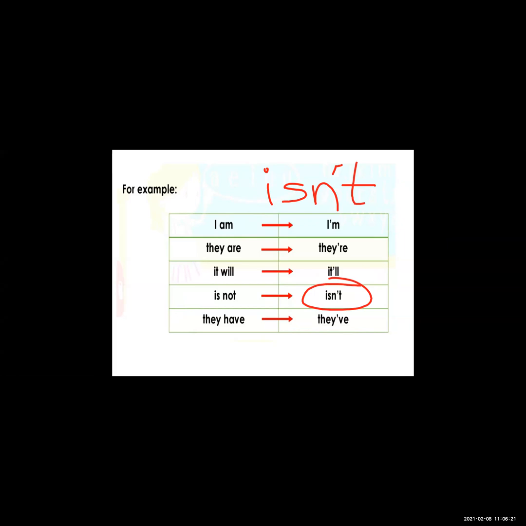Repeat with me, isn't. Isn't means what? Is not. So what is the construction of is not? That is is, and then apostrophe T. Now the next one is they have. If you have to write the short form of they have, then they, then apostrophe, and then ve. They have.